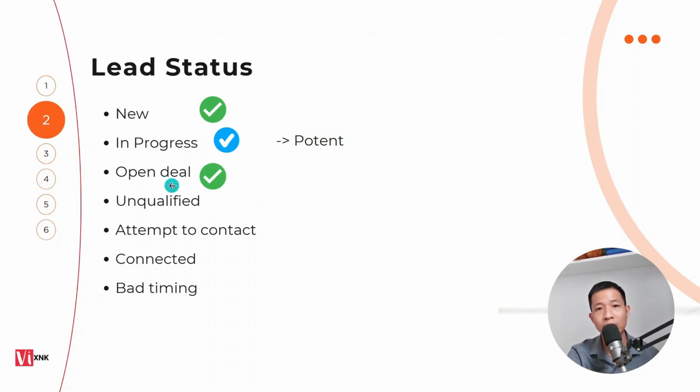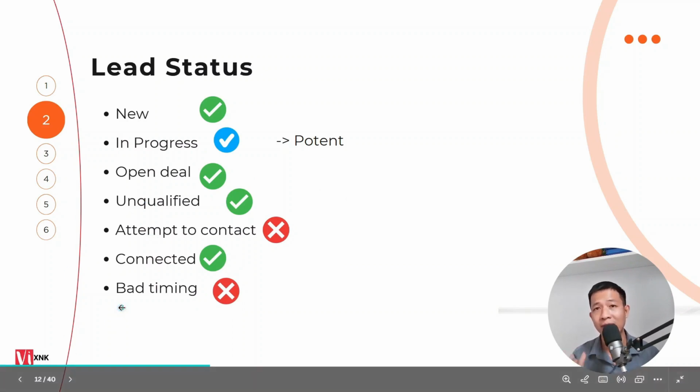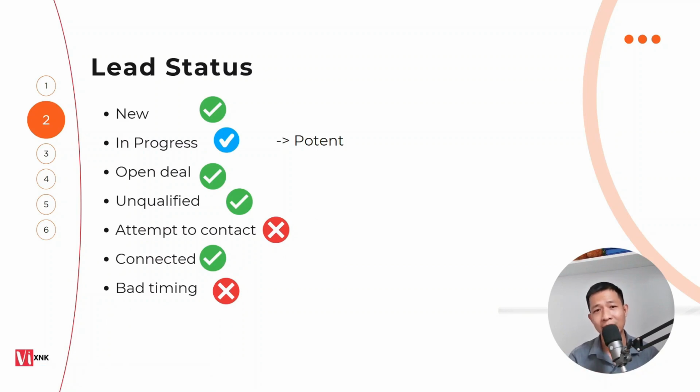Next is the open view status. We'll keep open view for sure, and we'll also keep qualified and attempt to contact. And for bad timing, we should move all of those into unqualified. That means for any leads where you keep trying to contact them but can't get through, or if it's bad timing, like you reach out at the wrong time or it ends up wasting your time, just put all of those into unqualified to make things easier.